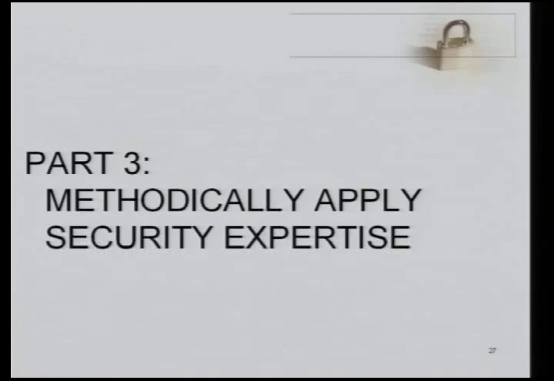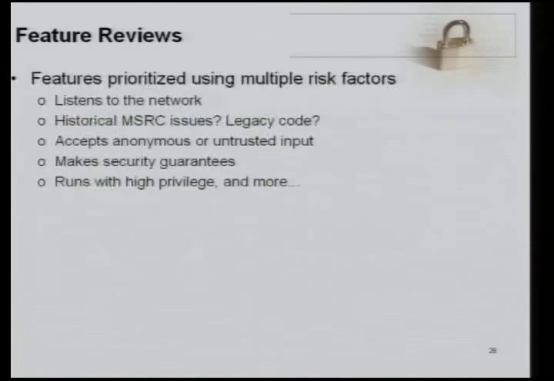So the third part of the strategy was to take security experts, members of the security research community and internal product experts on security, and apply them to the attack surface of the product. We started off with feature reviews. We prioritized all the different features of Windows Vista by risk. We looked at what's on the network, what takes anonymous input, what makes security guarantees, and what had a history of bulletins before.